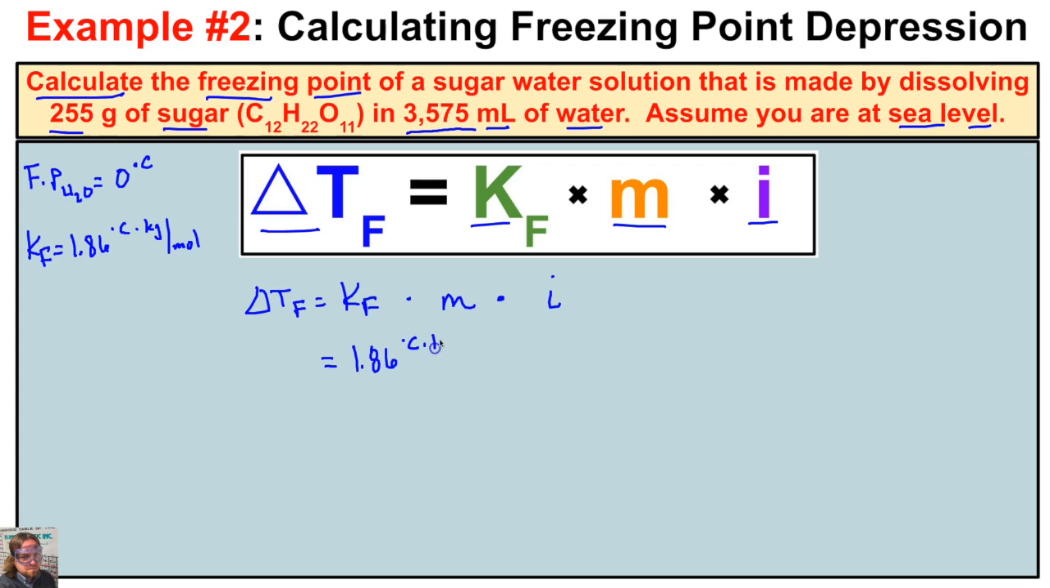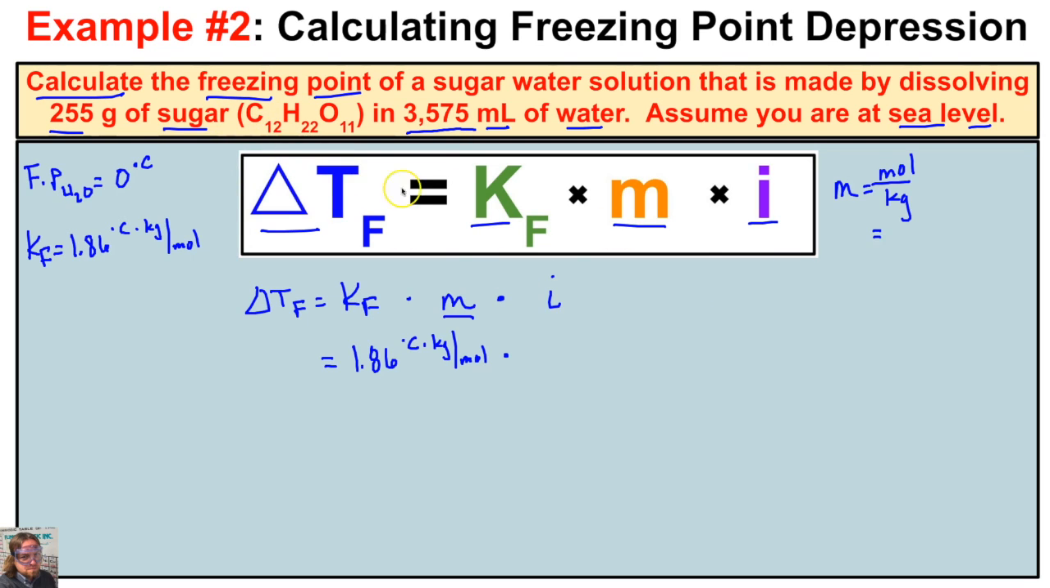Degrees Celsius times kilograms per mole times the molality of our solution. And so molality, what is molality? Well, molality is equal to moles of solute over kilograms of solution. And so if we take a look here, what we have to do is convert this stuff right here to moles.